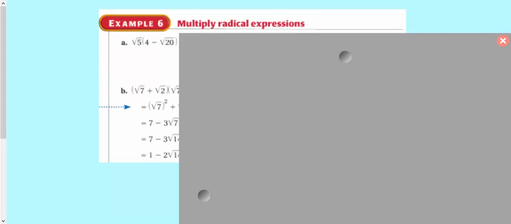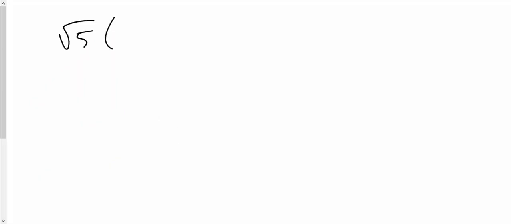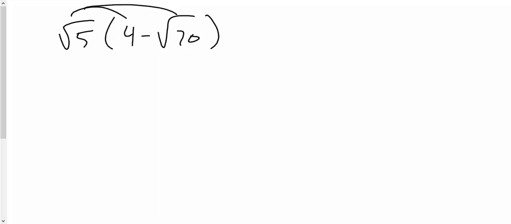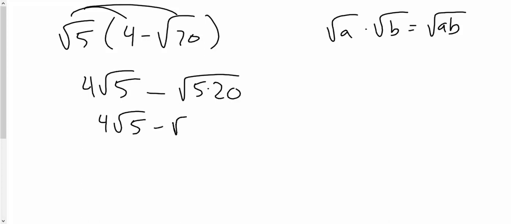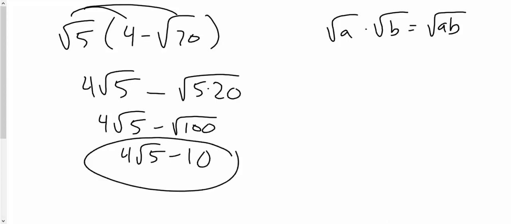Okay, multiplying radical expressions is the next skill. We have root 5 times 4 minus root 20. You're just going to be applying the distributive property. If you have root A times root B, you multiply those two numbers together underneath the square root. Just a little reminder there for you. So the first one we have 4 root 5 minus, now here we have root 5 times 20, because they're both underneath the square root after we apply the distributive property. So that's going to be root 100, and that will simplify to 10. This has a root 5, this does not have a root 5, so we're going to leave those separated.